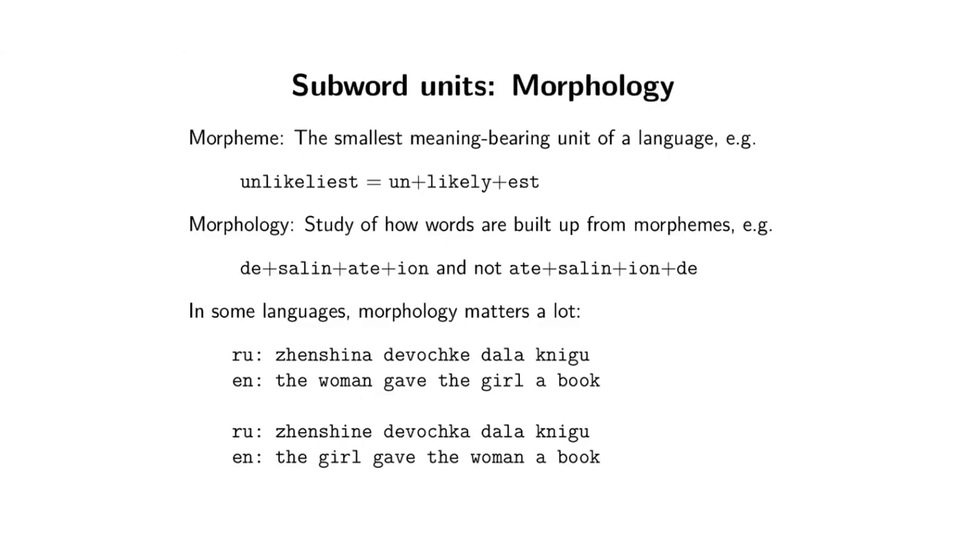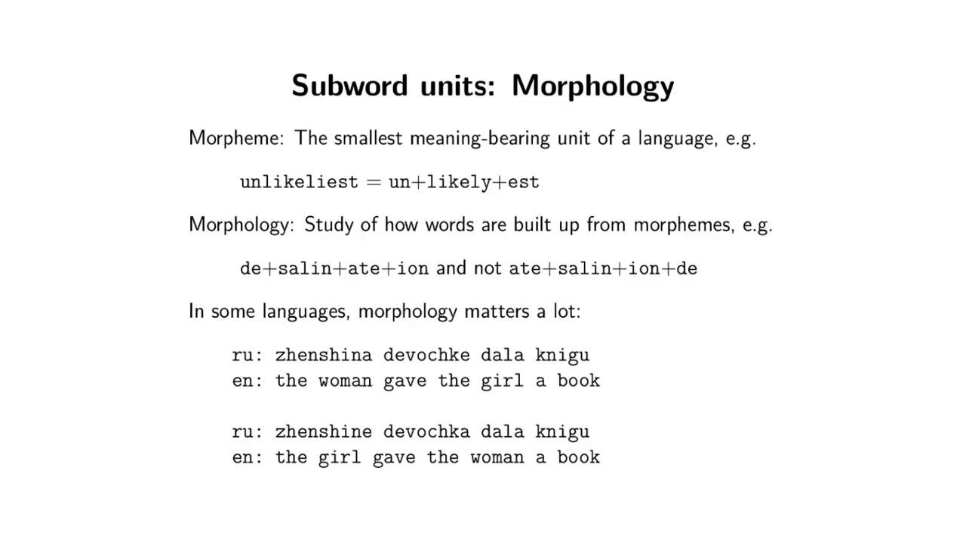Let's briefly look at morphology. And morphology is a very rich field. You can do a whole PhD in morphology, and it's not my speciality, so take everything I say here with a big grain of salt. A morpheme is the smallest meaning-bearing unit of a language. So it's the smallest thing that I can attach meaning to.